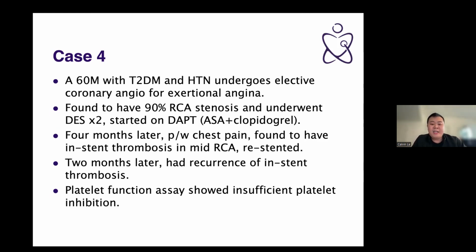4 months later, he came back. He had some persistent chest pain. They found that he had an in-stent thrombosis, and he was restented. Once again, discharged home, but 2 months later had recurrence of in-stent thrombosis. And the providers here during this third hospitalization did a platelet function assay, which showed that he didn't have sufficient platelet inhibition despite being on DAPT.